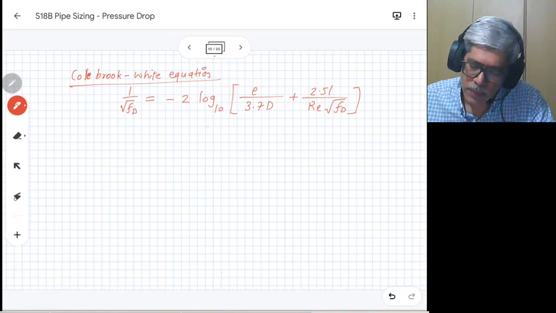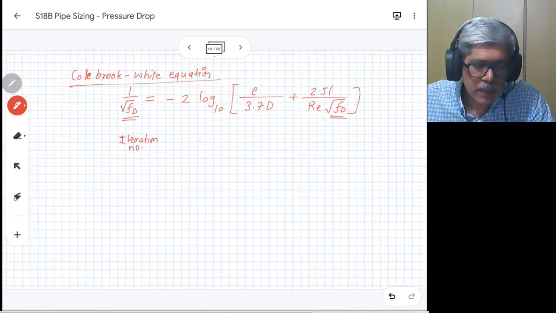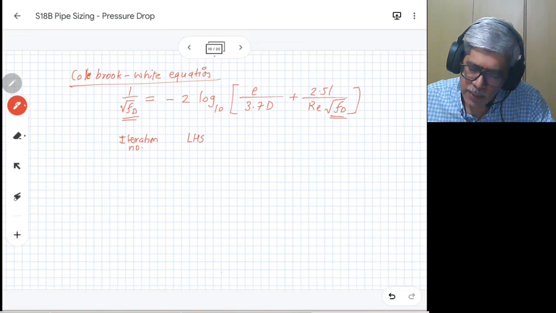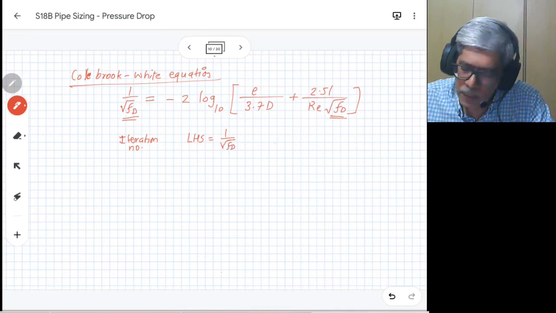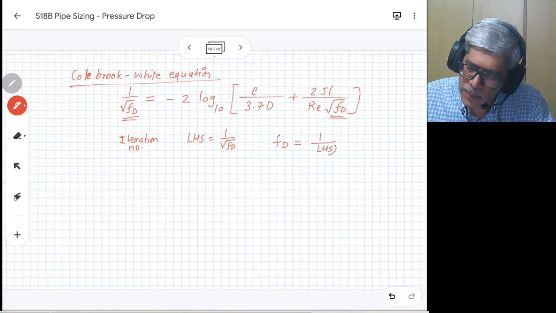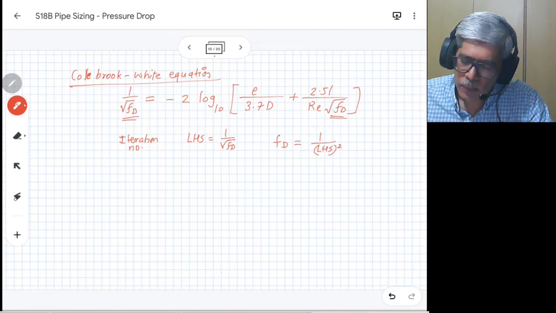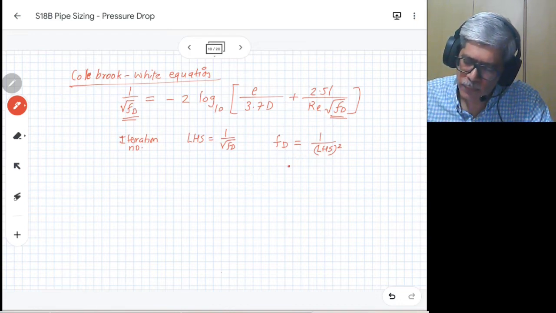So, note that here FD is on both the sides. The way I'll be doing iterations is as follows. So we have iteration number, then I'll be considering LHS, that is 1 by under root FD, and the other column which is FD, which will be given as 1 by LHS the whole square. So to begin with, we have some value of FD. So we'll start here and then move from the right hand side. We'll calculate the left hand side and then move forward.